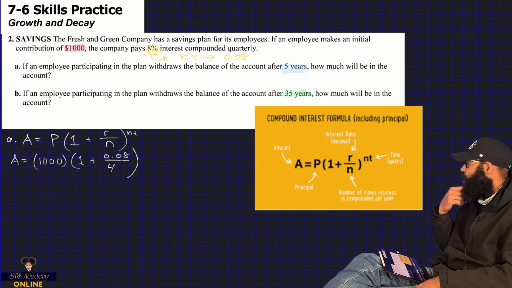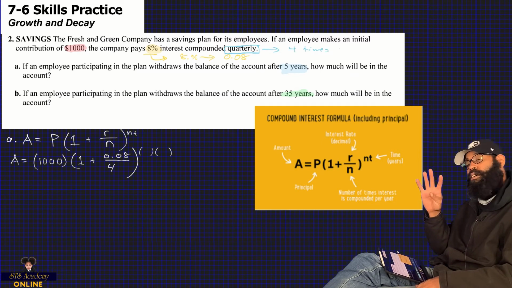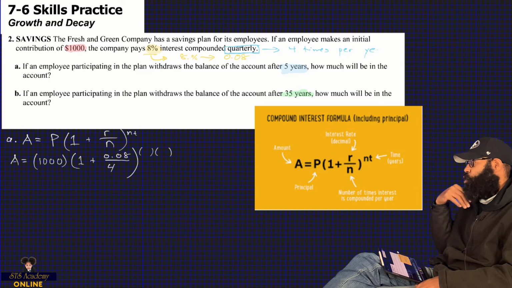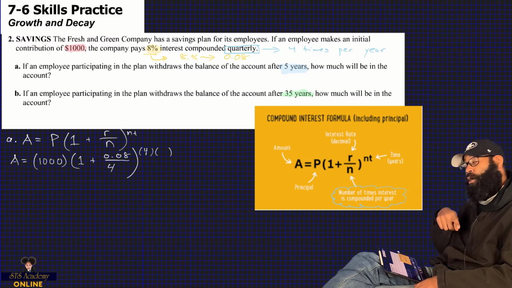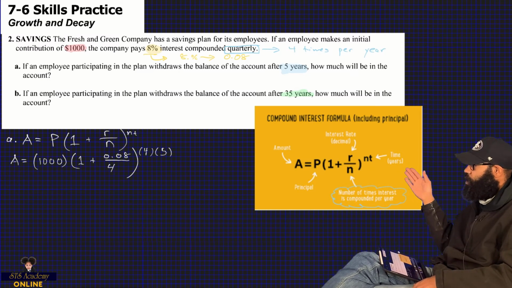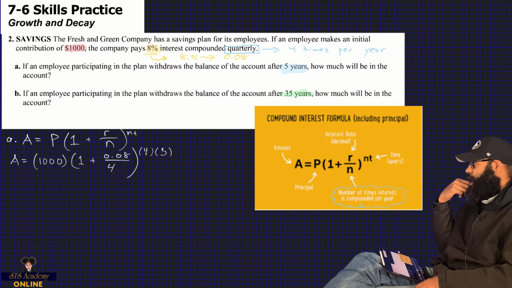Where do they tell me that at? Where do they tell me that at? How do I know it's 4? Oh, you mean quarterly? You mean 4 times? So that's where it is, guys, quarterly. So if it said twice a year, you would use 2. Once a year, you use 1. But quarterly is 4 times per year. And you're going to use that 4 again because, as you can see in the formula, it's right there as an exponent as well. And time is 5 because it says 5 years.